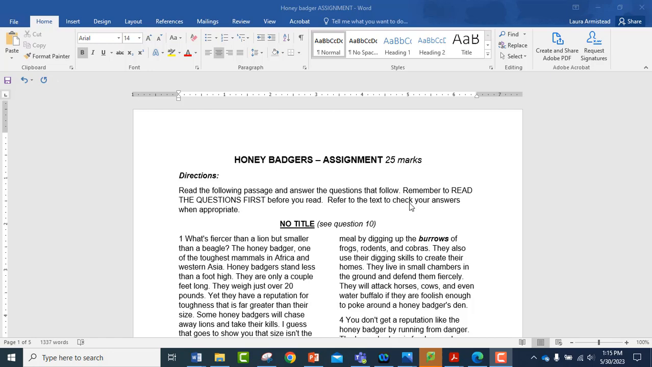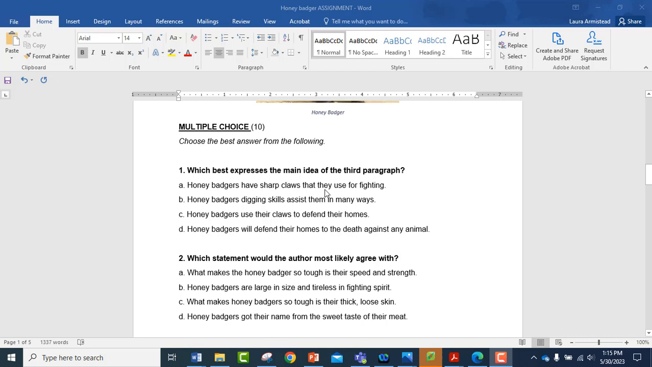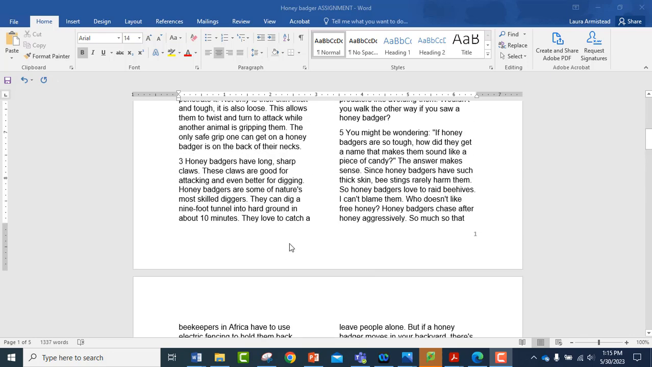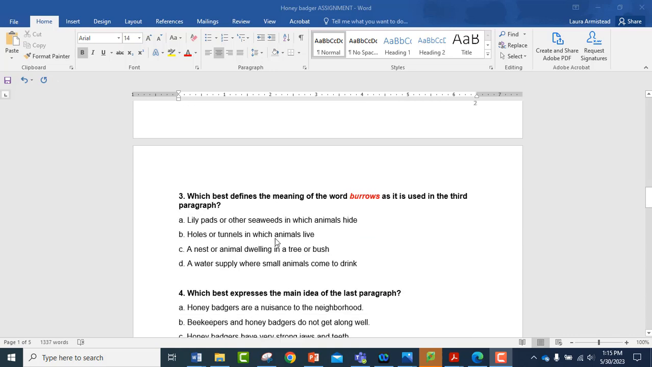So even before I look at the reading, I'm going to look at the questions. There are both multiple choice and short answer questions. One of them is which best expresses the main idea of the third paragraph. The paragraphs are numbered, so there's paragraph 3. Which statement would the author most likely agree with? Which best defines the meaning of the word burrows as it's used in the third paragraph?